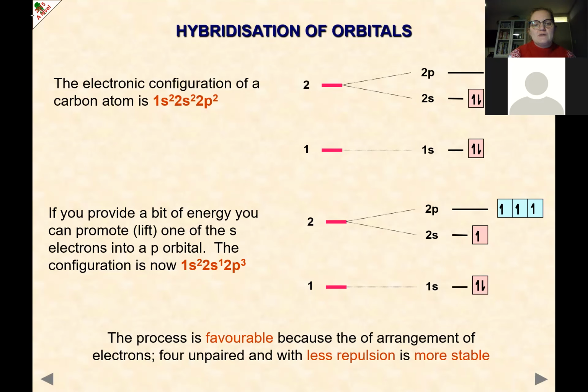if you provide a little bit of energy, what we can do is promote and lift one of those 2s electrons into a p orbital. And our electronic configuration would now become 1s2, 2s1, and 2p3. This is actually favorable because of the arrangement of electrons. 4 unpaired with less repulsion is more stable than 2 paired.